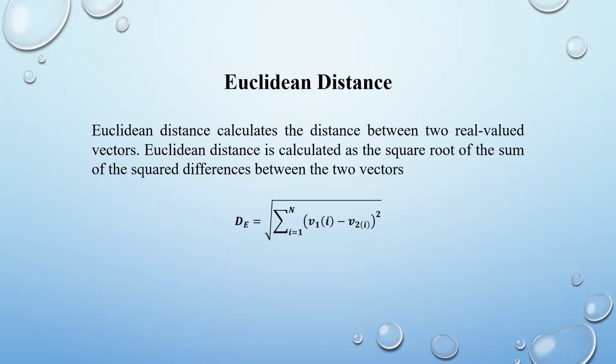Euclidean distance. Euclidean distance calculates the distance between two vectors. Euclidean distance is calculated as the square root of the sum of the squared differences between two vectors.